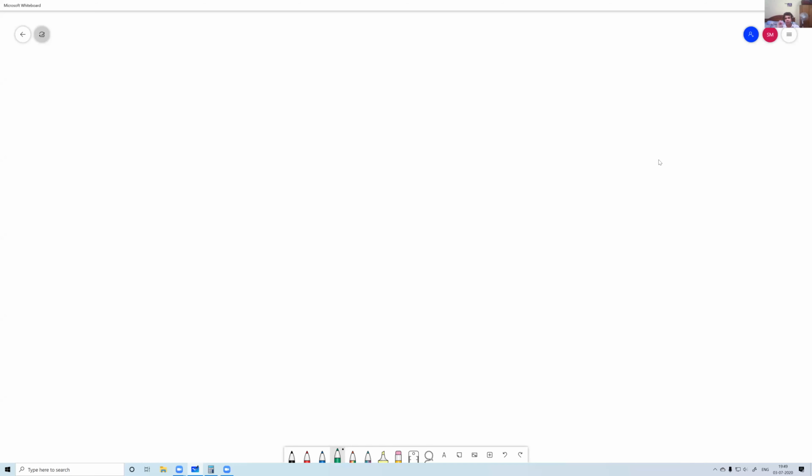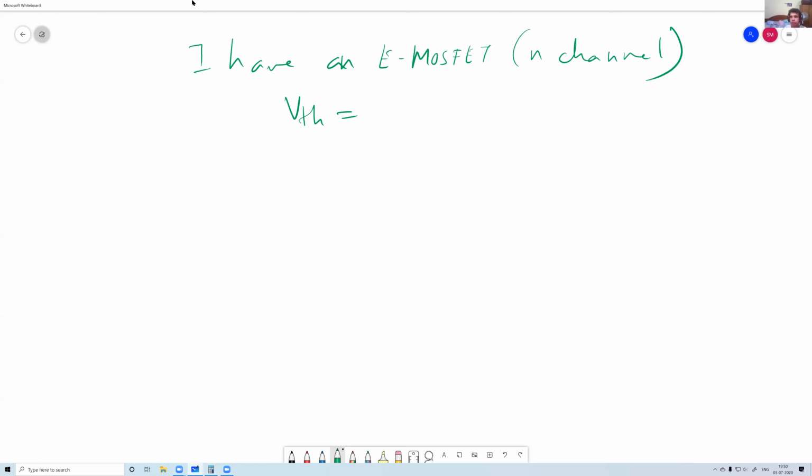Okay, I'm giving the problem right from my mind. So if the problem answer is somewhat wrong, please don't blame me because I am not using a book. I'm just thinking of it. I have an E MOSFET, N channel E MOSFET. Now, V threshold of it is plus 2 volt or minus 2 volt. Which is the correct answer?